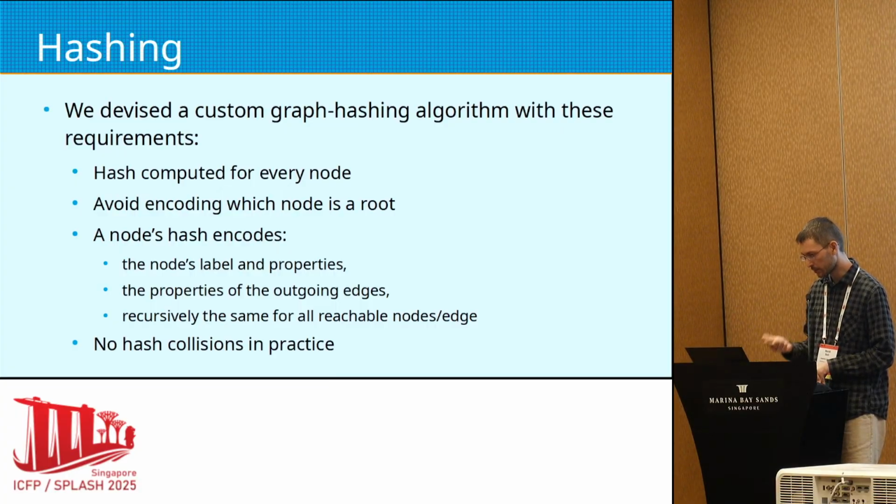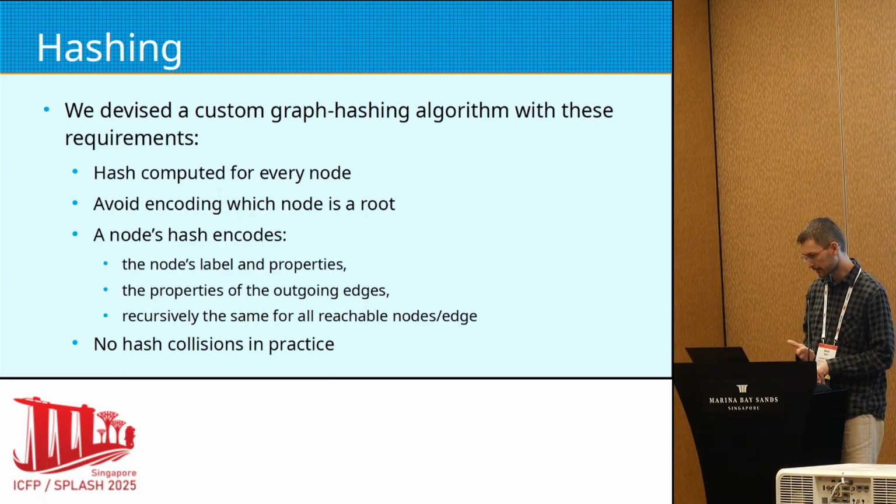First, a hash is computed for every node, not only for the whole graph, but for every single node, which has a unique hash. And we can identify each given node with this hash. Second, we should avoid encoding which node is a root, of course, because we can point to any node in this large graph and consider it a root. So there is no single root of the whole graph. We can select some subgraph and say, okay, now this is our root.